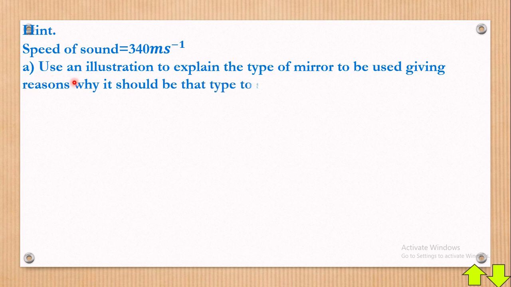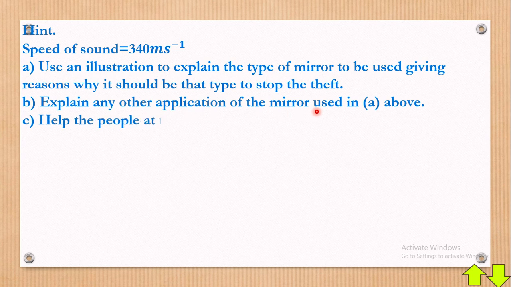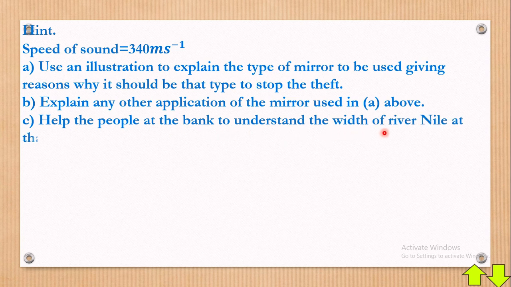Part A: use an illustration to explain the type of mirror to be used, giving reasons why it should be the type to stop theft. Part B: explain any other application of the mirror used in A above, and help the people at the bank to understand the width of River Nile at that point.